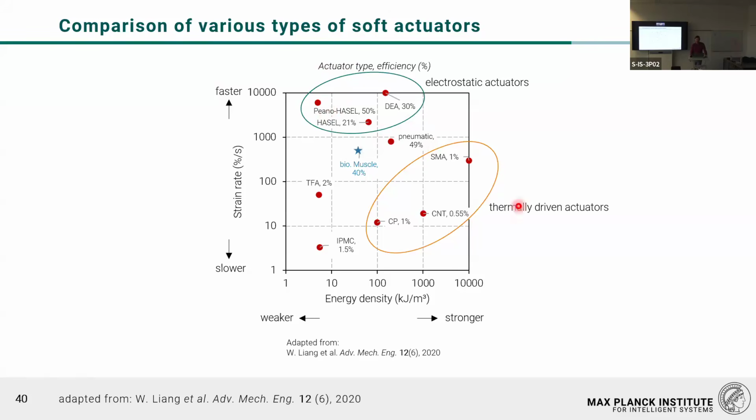Thermally driven actuators are very inefficient, about 1%. So if energy does not play a role, you might use those. But they are extremely energy dense. So if you don't have a lot of space for actuators, or when you cannot use a lot of mass for your actuators, then this might actually be a good choice.